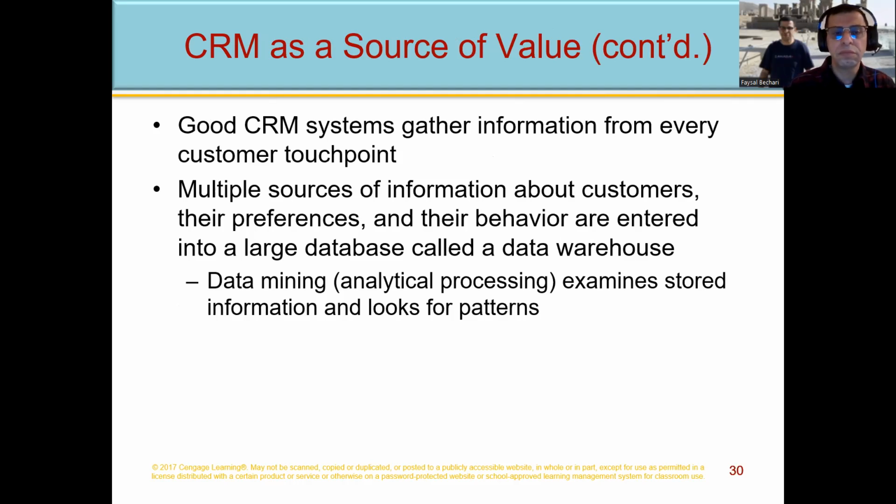A CRM system, if it's good, gathers information from every customer touch point: where they stop, what they click, how they figure it out, which point they read, how long they spent, all these things. That's a good CRM. Multiple sources of information about the customers also guide the sellers on how to do the next steps. A good CRM is a multiple source of information about customers.